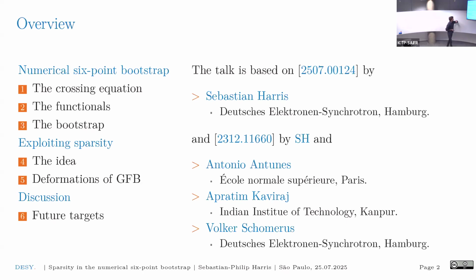And then in the second part, I'll talk about some recent work that I put on the arXiv earlier this month, where I use the sparse structure of the semi-definite programs that arise in the 6-point bootstrap in order to improve the numerics both on a quantitative and qualitative level, which ultimately allowed me to study some deformations of the free boson and free fermion that I will come to in more detail later on.